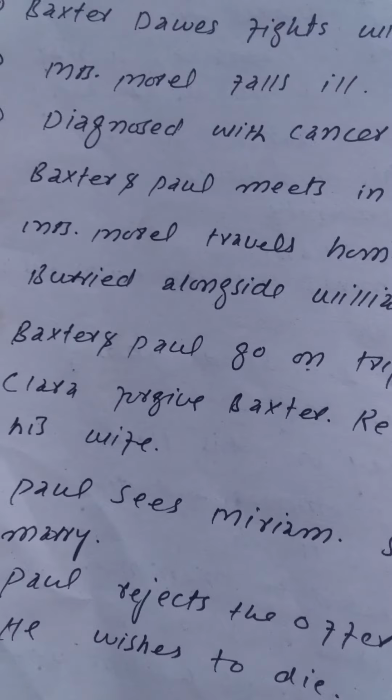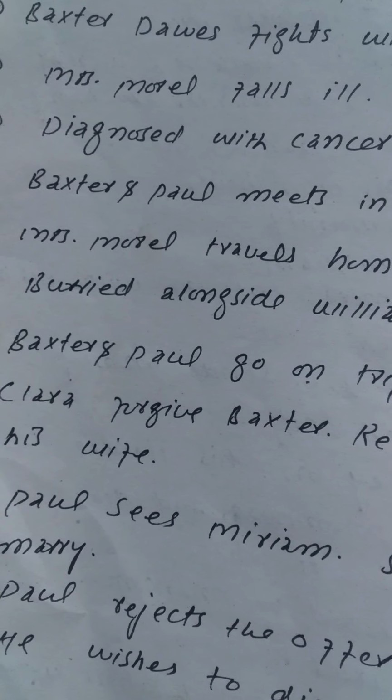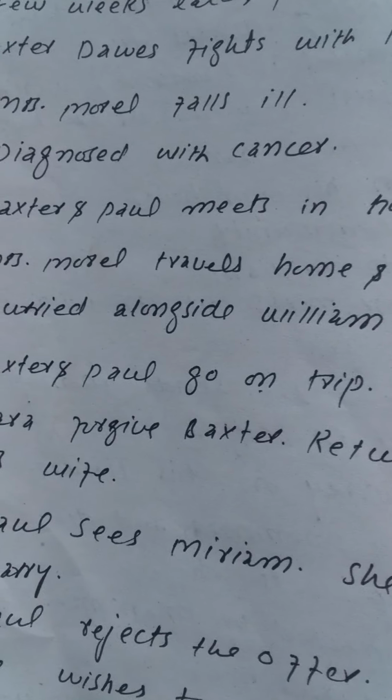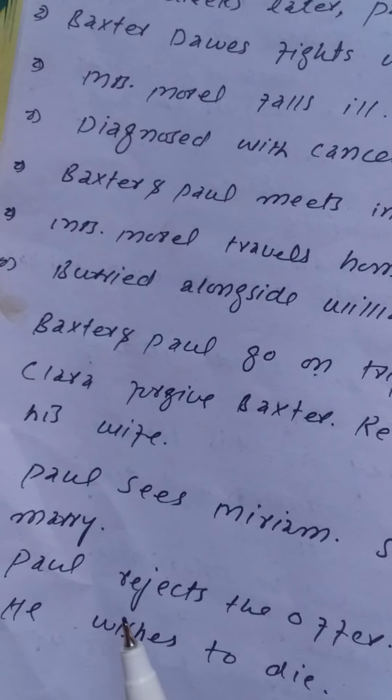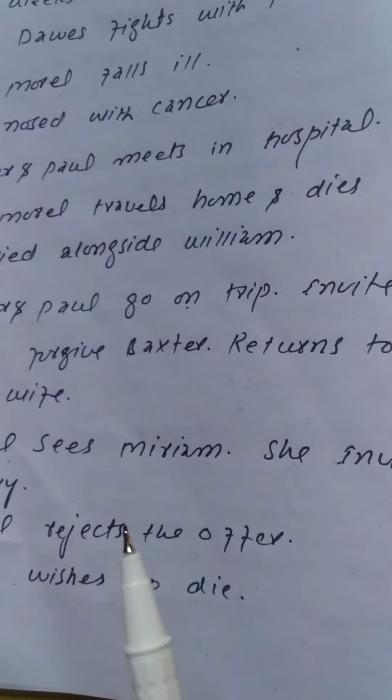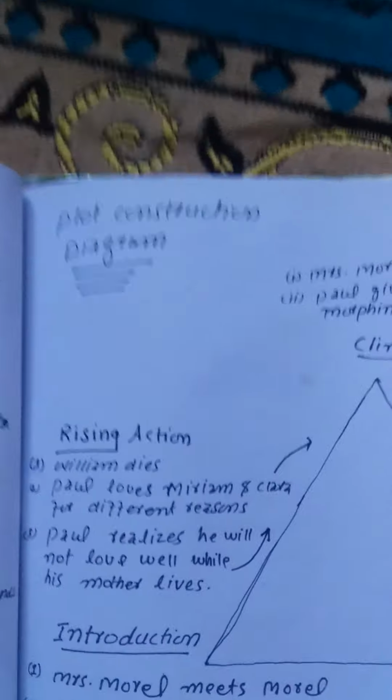Paul goes on a trip with Baxter and invites Clara to join them. Paul believes that Clara wishes to reconcile with Baxter, meaning her ex-husband. She forgives Baxter and returns to Baxter as his wife. Paul wishes to die and he has no connection with life. One night he sees Miriam, who suggests to him that they should marry, but Paul rejects the suggestion. She decides to never see him in life and Paul wishes to die.